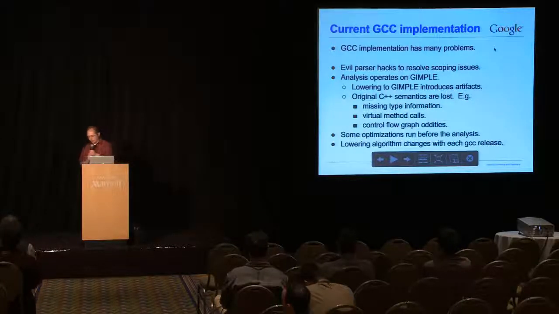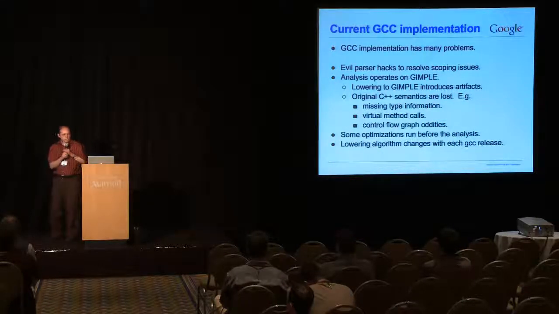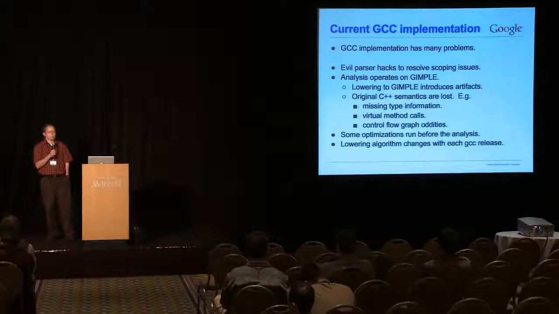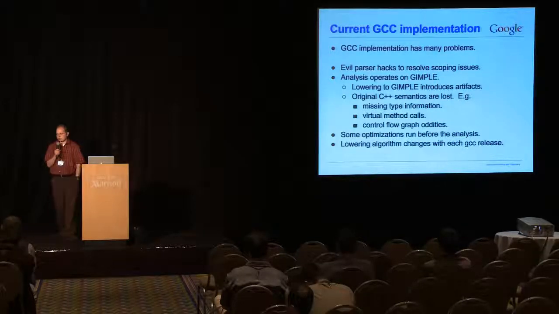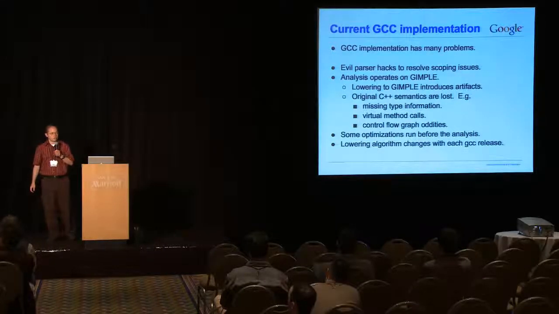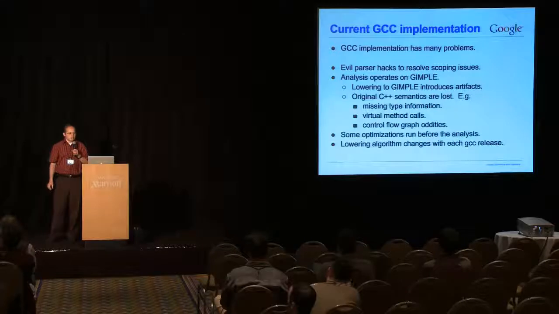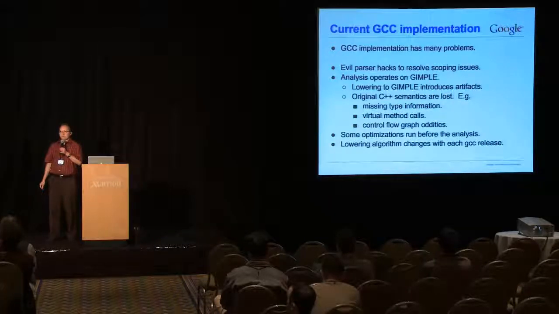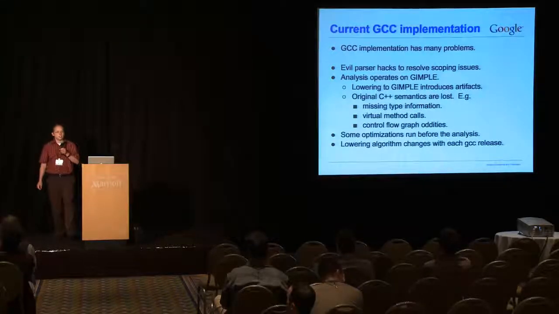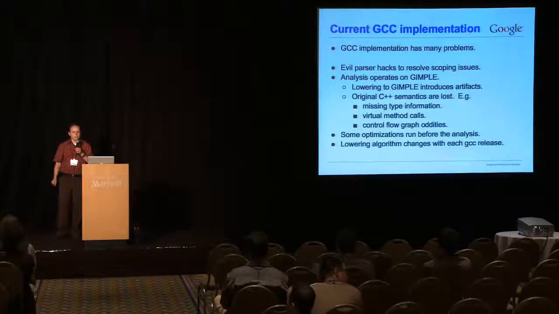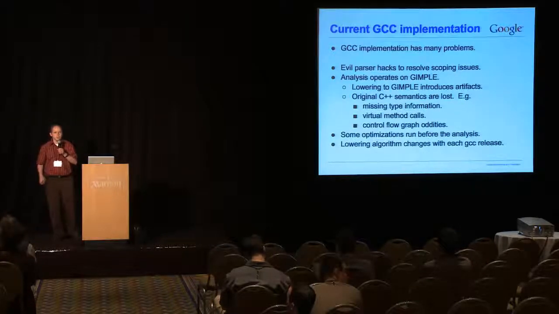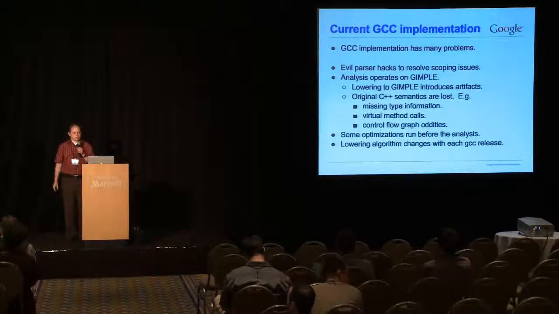Okay. As I mentioned, this is currently implemented in GCC. We're not happy with the GCC implementation for a couple of reasons. The first of all is that we had to hack into the GCC parser to handle those scoping issues I mentioned. No one wants to look at the GCC parser. Plus, once we hacked into it, the upstream people decided that they did not want to look at our hacks either. So we can't even check it in upstream.